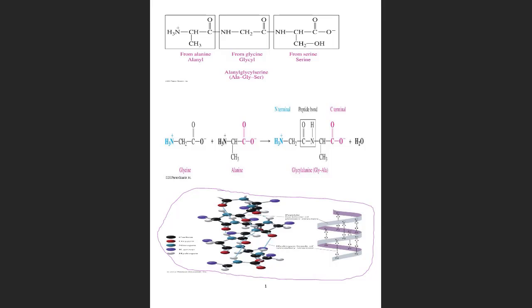So it's not the same. For example, in this dipeptide, if the glycine comes first or the alanine comes first. So the order of the amino acids in a protein makes the primary structure.